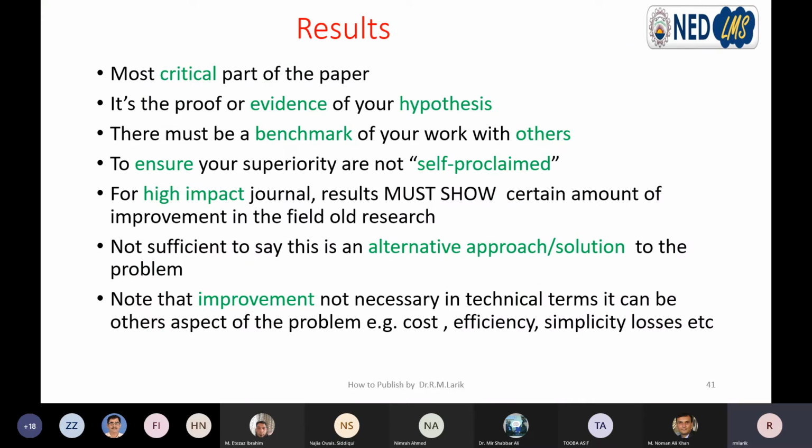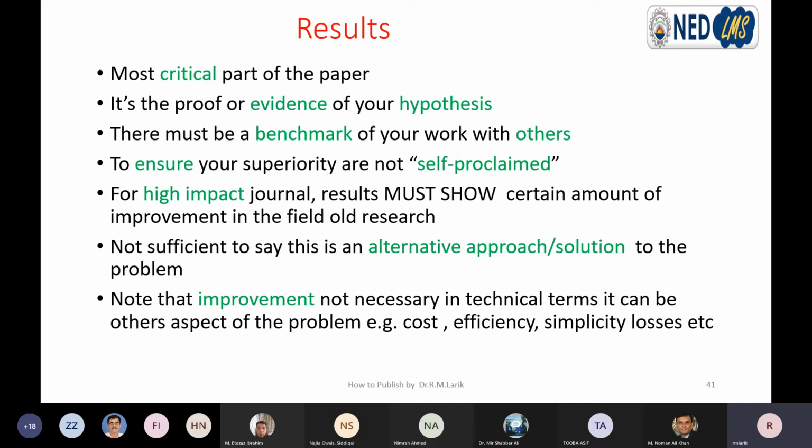Results are obviously very important, because this is the most critical part of the paper, and it reflects your work actually. So you need to have proof and evidence of your hypothesis, which you developed at the start. It must prove that your objectives are fine. Results must reflect your objectives. Results must reflect your methodology, right? Meaning all things must be synchronized, right? Start from title, abstract, intro, methodology, results, conclusion. All these sections must be synchronized with each other, right? And the sentences must be in a flow.